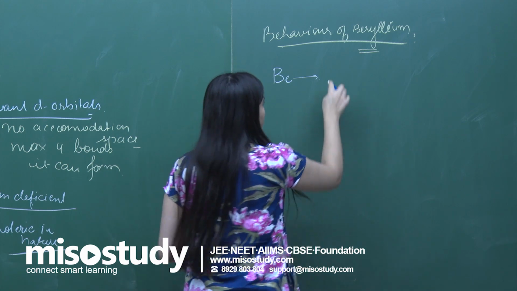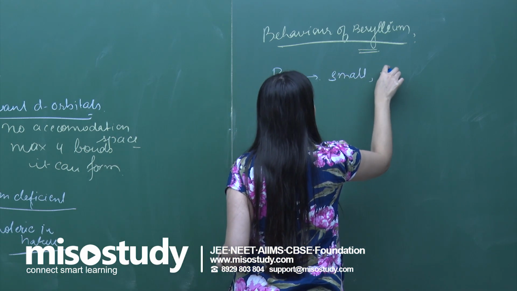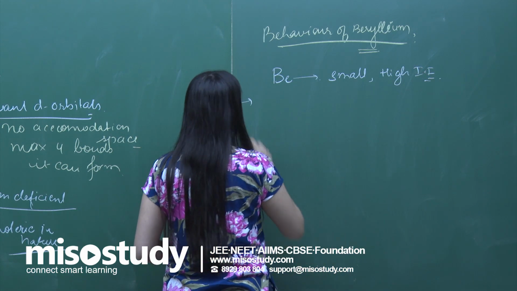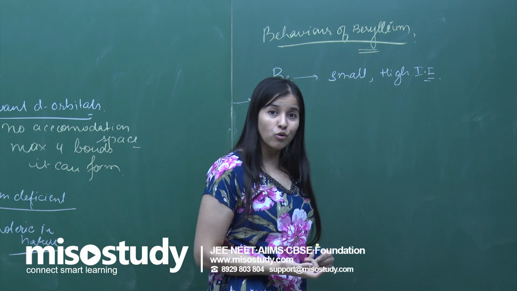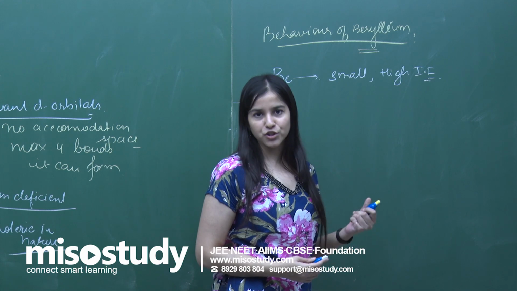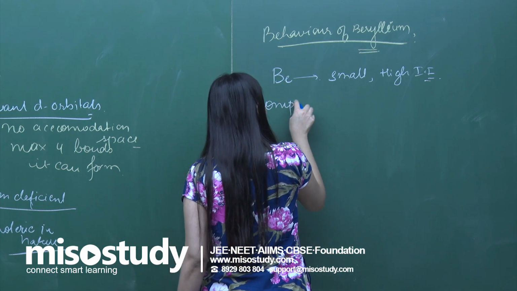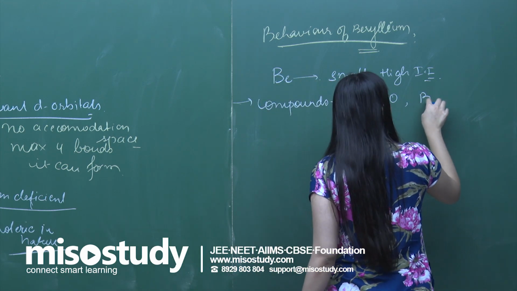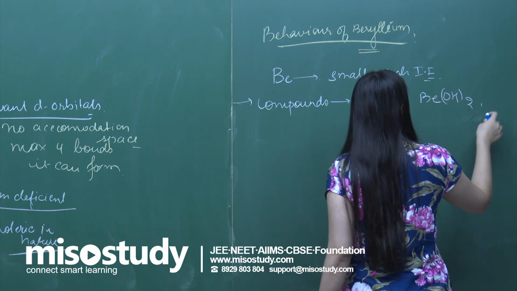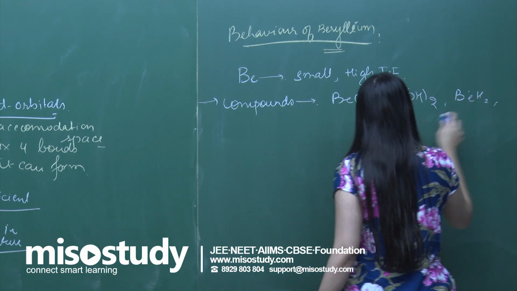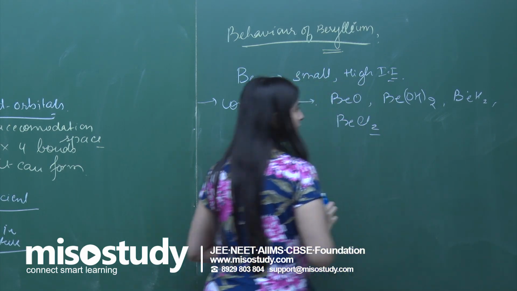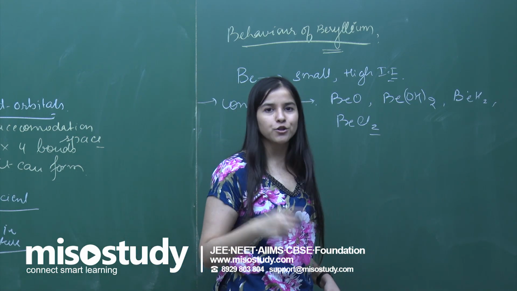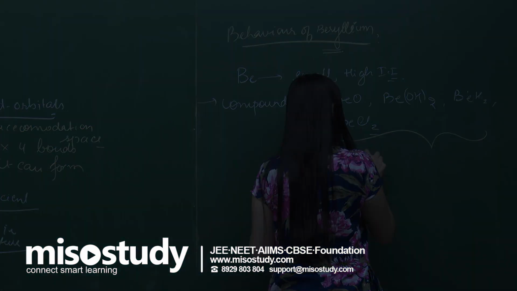beryllium being small in size and having high ionization enthalpy has some peculiar behavior which shows in the nature of the compounds which it forms. So the compounds like beryllium oxide, beryllium hydroxide, BeH2, BeCl2, whatever it is, right? All of them have one thing in common. What is it? I have already told you this. It's the covalent nature.